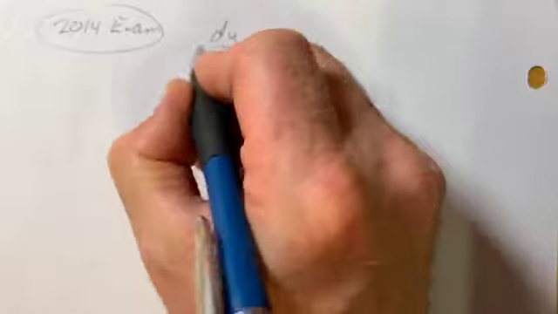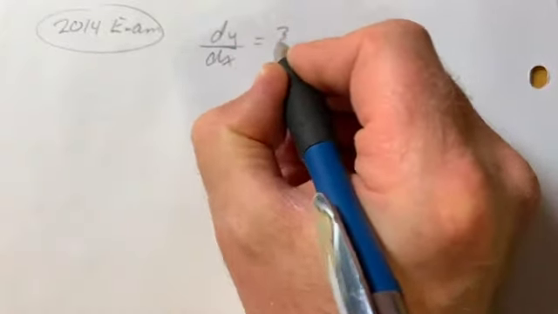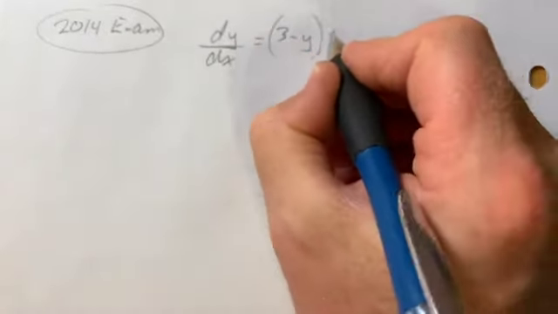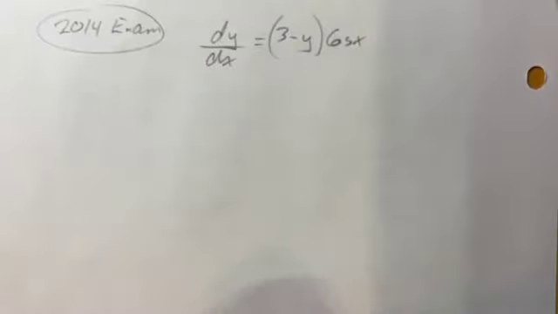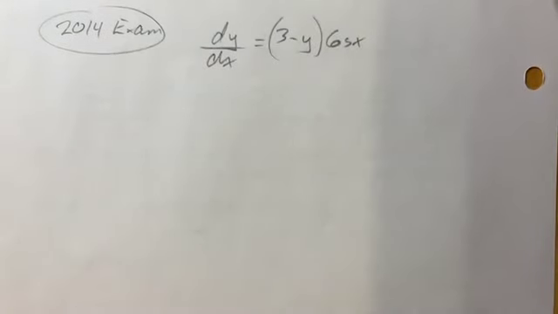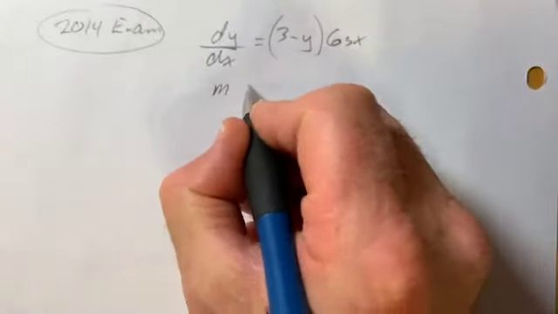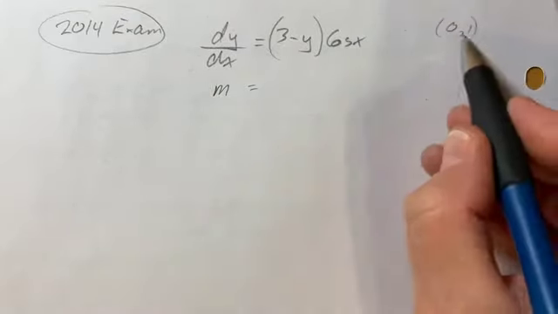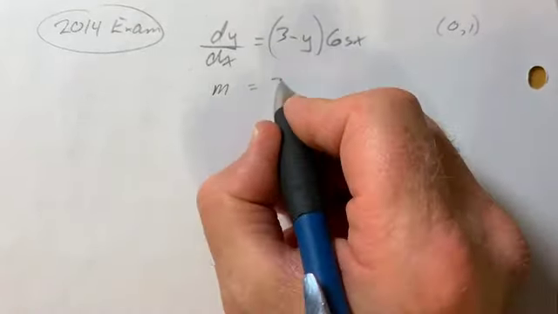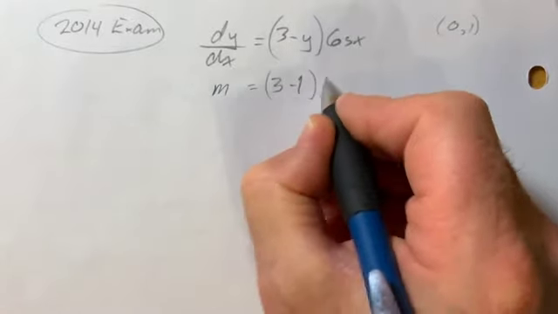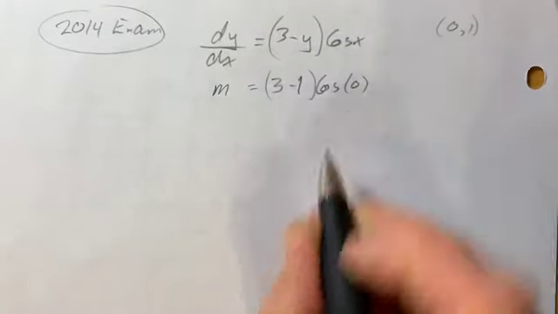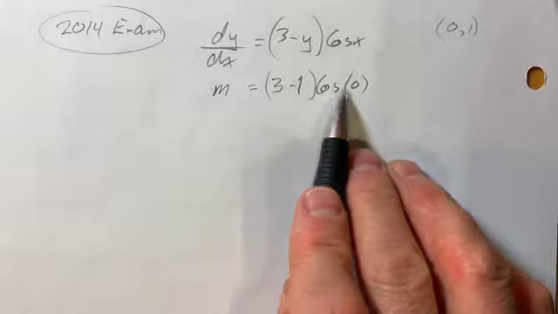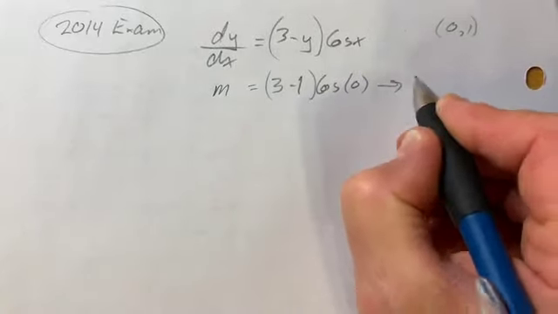I know that dy by dx is 3 minus y times cos x. Now, it says at the point 0, 1, right, they want us to figure out the line tangent. So I know that the slope is going to be at 0, 1, right? When the x value is 0, the y value is 1. So this becomes 3 minus 1 times cos of 0. Remember, cos of 0 is actually equal to 1. So this is 2 times 1, so the slope becomes 2.